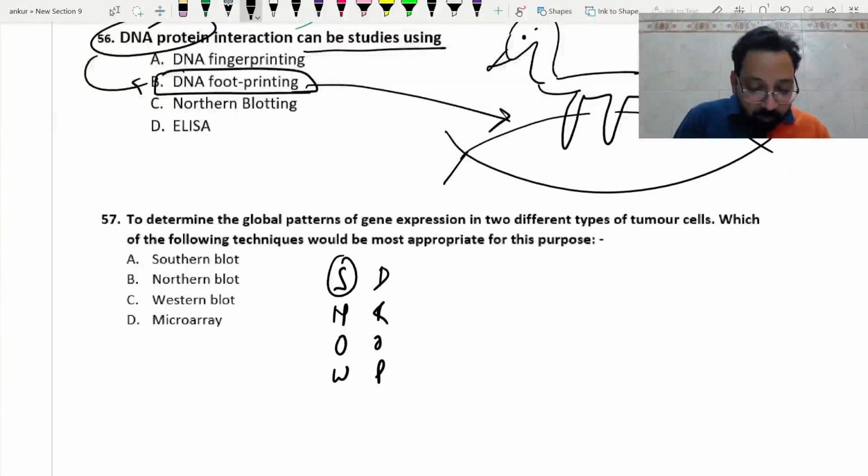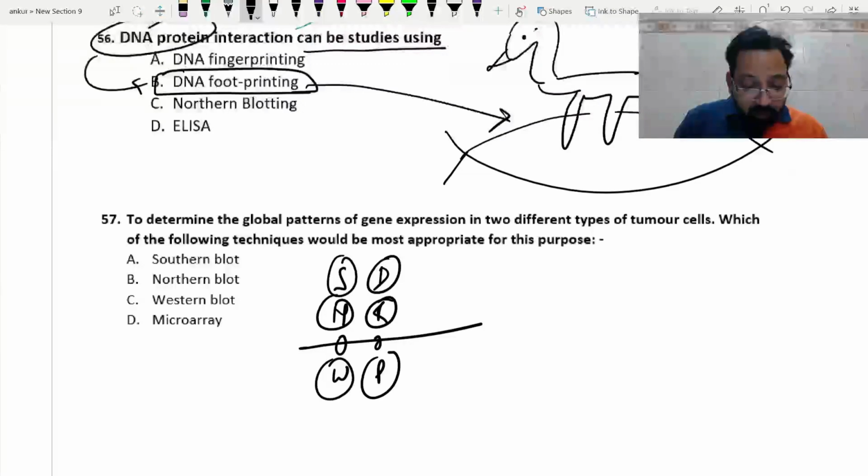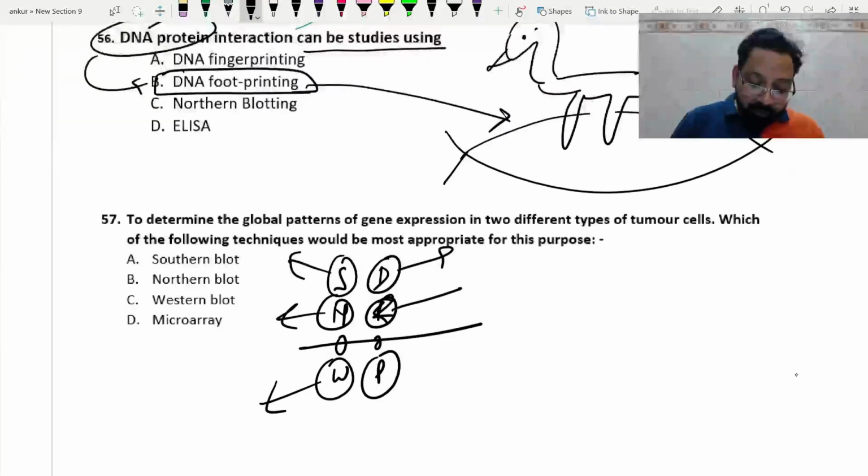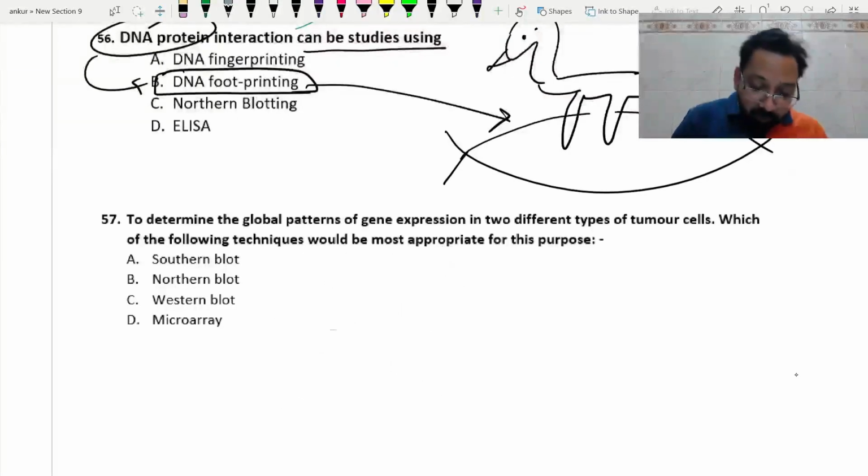Mnemonic: SNOWDROP. Yes, Southern blotting for DNA, Northern blotting for RNA, or Western blotting for protein. You have learned South India dosa, North India roti, yes, Western pizza. Okay, so for tumor cell, whichever one is most appropriate for this purpose. So this was DNA, RNA, and protein.